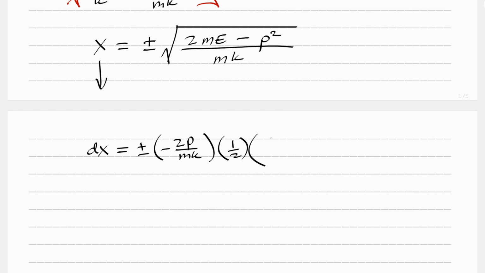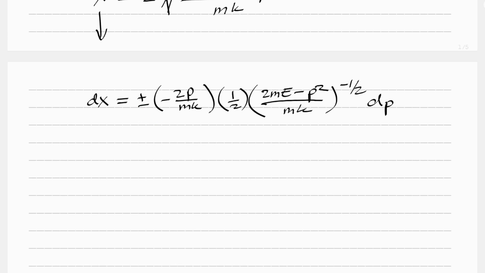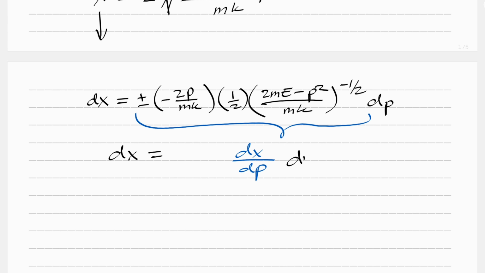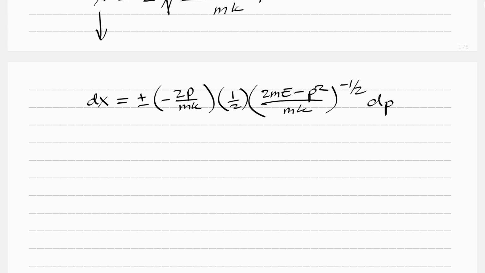And then the inside is unchanged, 2me minus p squared over mk, but now it's raised to the minus 1/2 power, so we can finish our power rule, and then we'll have dp. So in other words, what we're really saying is that dx equals dx/dp times dp. And of course, that's obviously true.